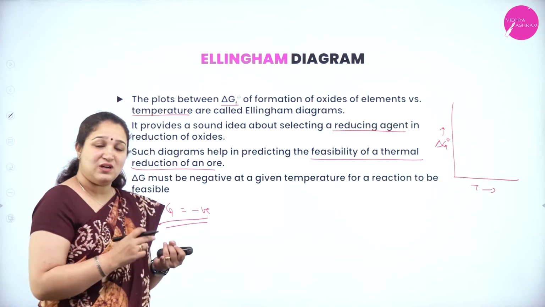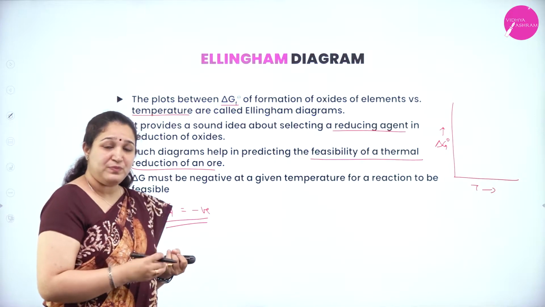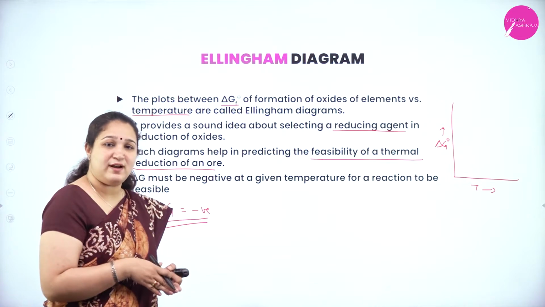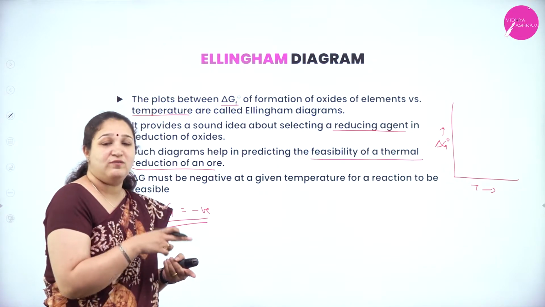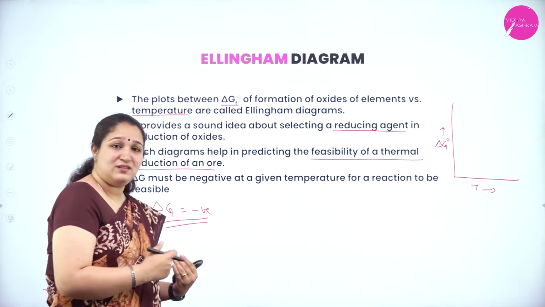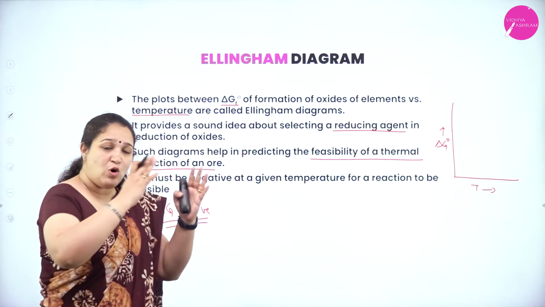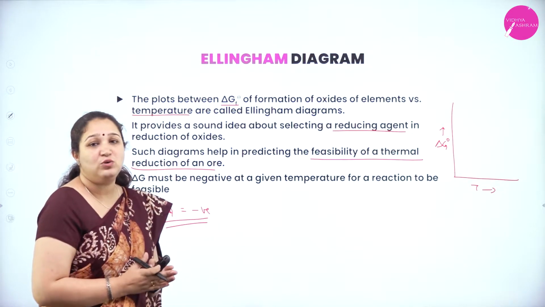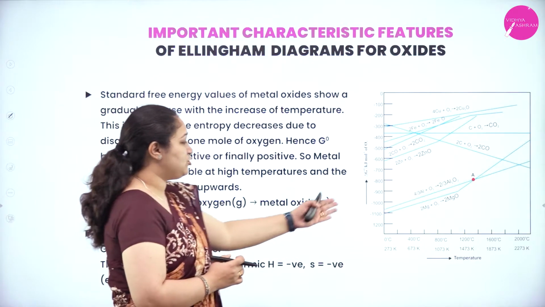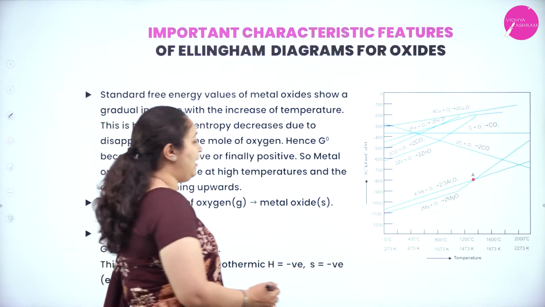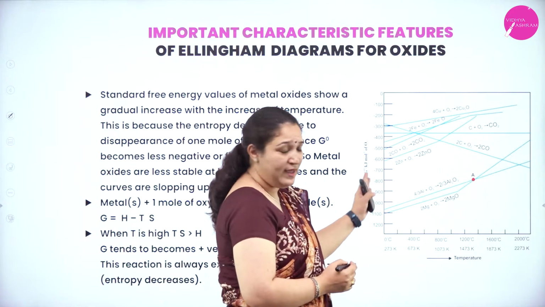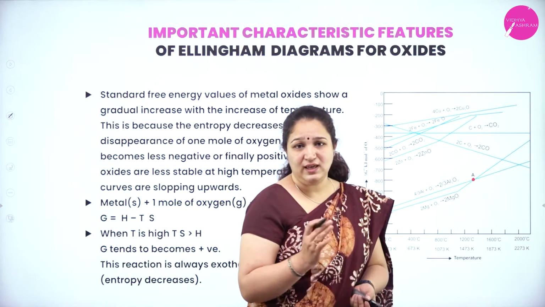So, we can choose a reducing agent, okay, looking into the Ellingham diagram and also taking care that if I use that reducing agent, this reduction reaction can happen at what temperature, so that the delta G value also is negative. So, all of this you will understand by looking into the Ellingham diagram. So, how does the Ellingham diagram look? It actually looks like this, okay, in which you have delta G naught, that is in kilojoule per mole, in the y-axis, and the temperature is there in the x-axis.